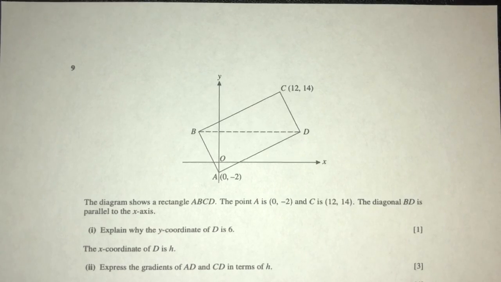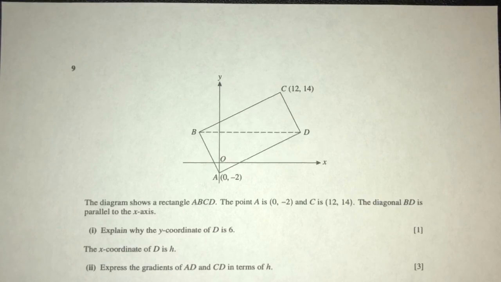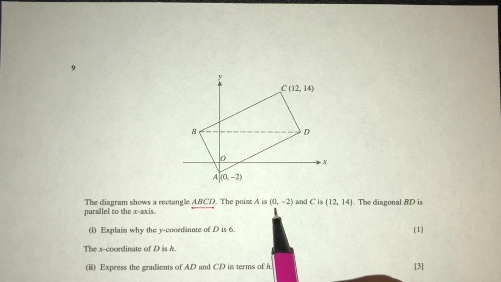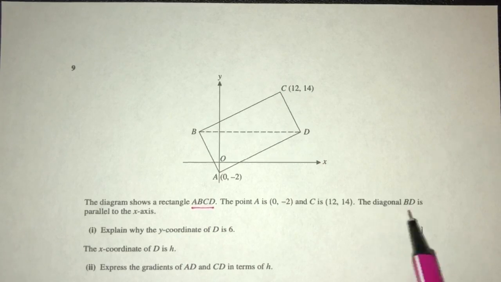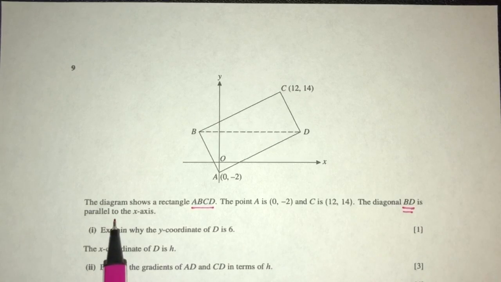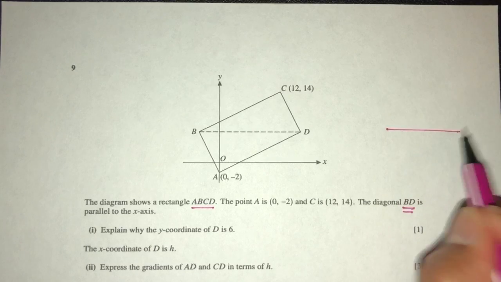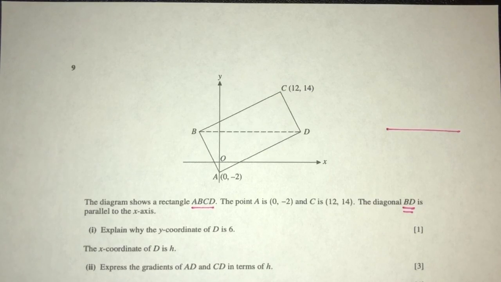Okay, so let's move on to the next question. So here we have a shape. The diagram shows a rectangle ABCD. The point A is given to you by (0, 2), and the point C is (12, 14), right here. Now, the diagonal BD is in the same direction as the x-axis. Okay, same direction. Great to know. It is horizontal.